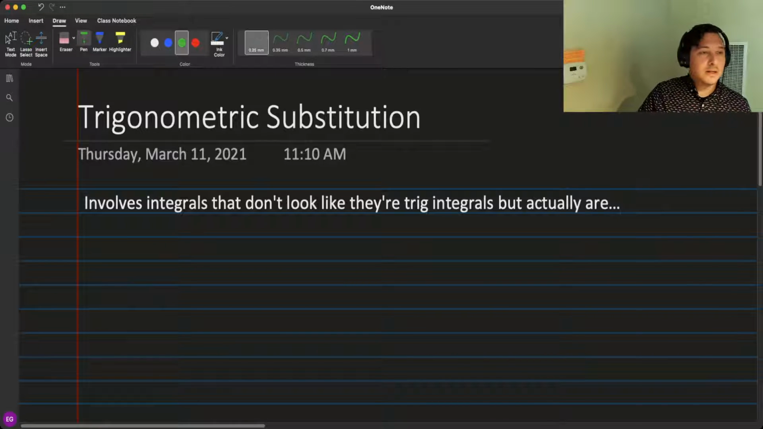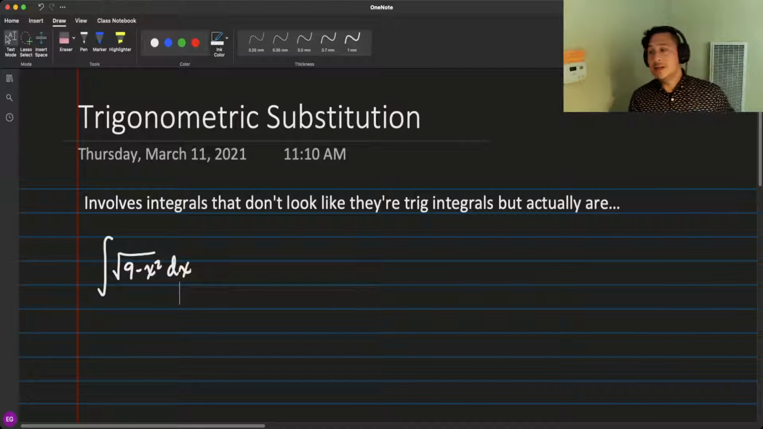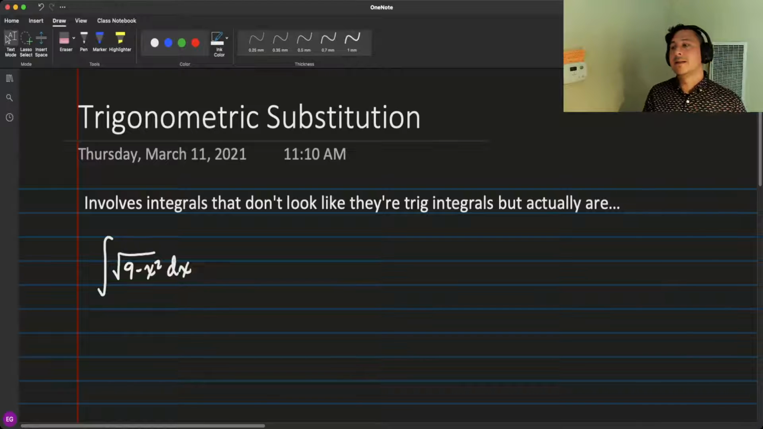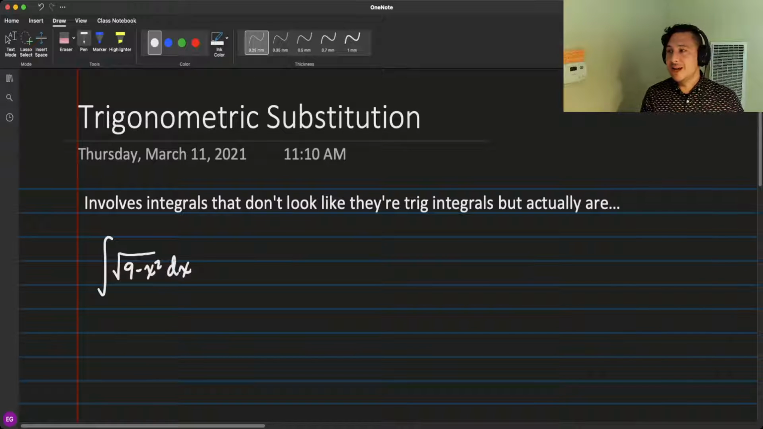Okay, so let's start off with a nice example. Let's look at the integral of the square root of 9 minus x squared dx. So you look at this and you're like, yeah, this is obviously not a trig integral. It has a square root of 9 minus x squared. And actually there's a good reason to think or feel that this is a trig integral. Any ideas why?